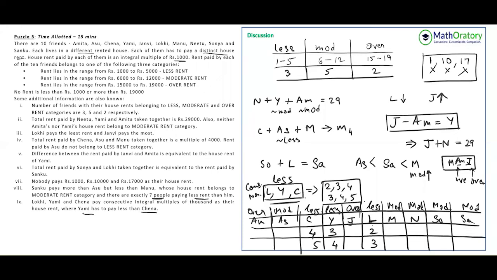Now, as I was saying, this information, J minus AM is equal to Y. So which one is definite? Let me work on the definite first. Okay, so if Y is 4, see, if you look at this range, 15 to 19, right? J and AM are both in the over category. That is why I'm focusing on this information more. So J and AM both have to be in this over category, right? If Y is 4, in that case, J and AM have to be 19 and 15, right? There is no other possibility. So if that is true, then J plus N has to be 29. But if J plus N is 29, then N is 10.